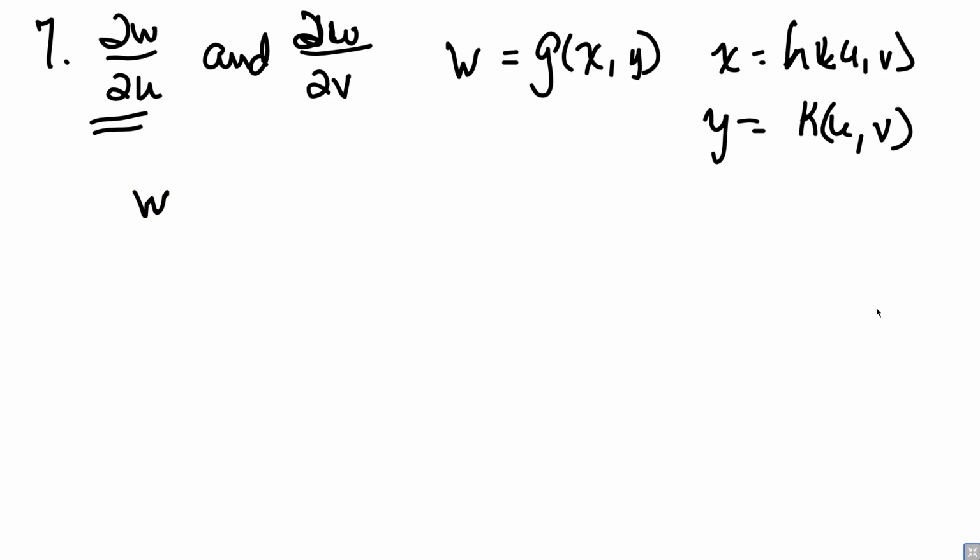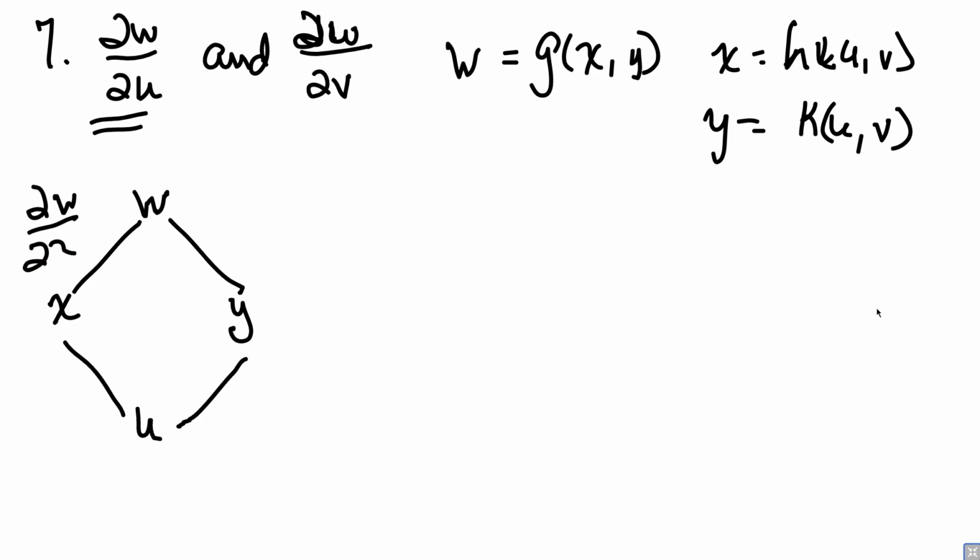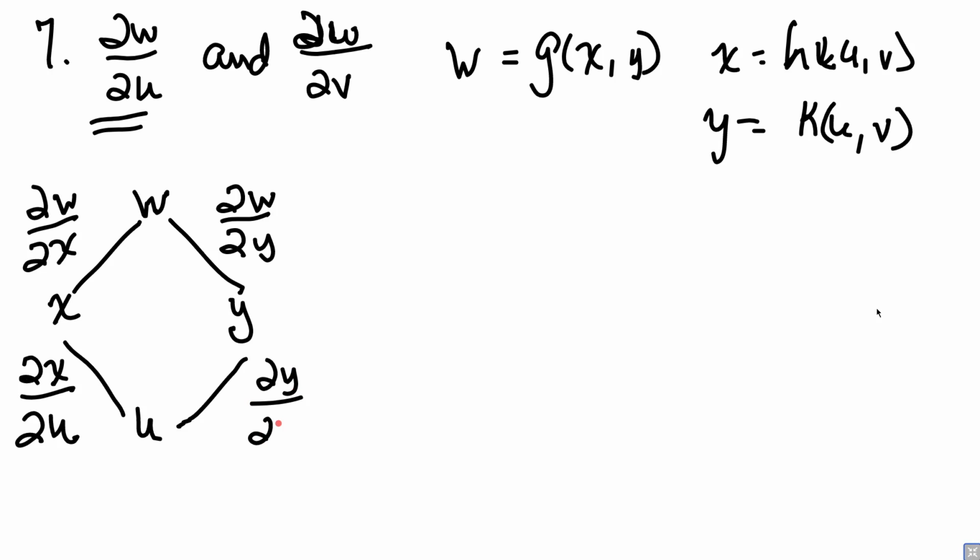Okay, so if we start off with this one, we're going to start off with w at the top. In the middle is going to be x and y, and at the bottom is going to be u. So if we draw our branches, it's going to look like so. From w to x, we're going to do the partial of w in respect to x. From x to u, we're going to do the partial of x in respect to u. And then we're going to do the same thing on the other side. So we're going to have the partial of w in respect to y, and then the partial of y in respect to u.